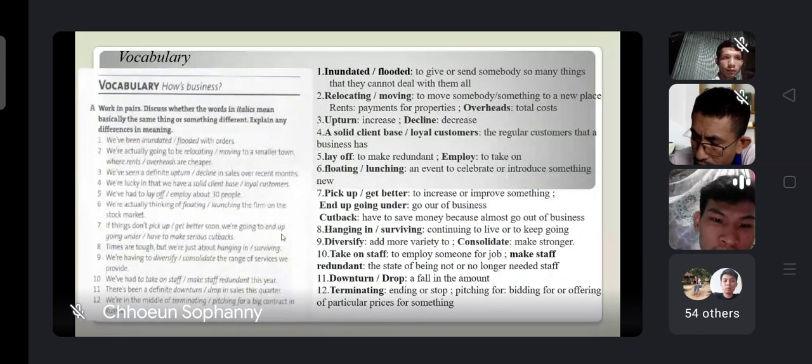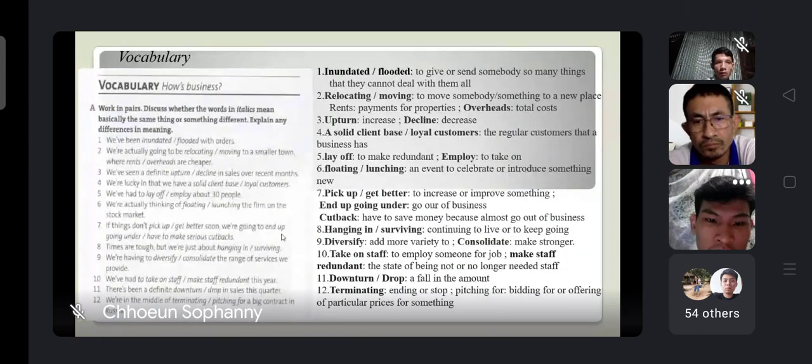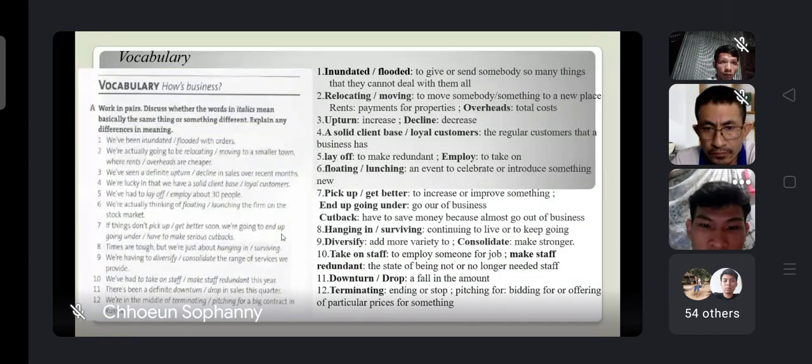And number 12 is terminating. That means ending or stop. Or another one, we call you stop someone from work or stop purchase something. That means we call terminating. Pitching for. That means bidding for, offering a particular price for something. That means you need to find a new product or find new suppliers. That means pitching for.